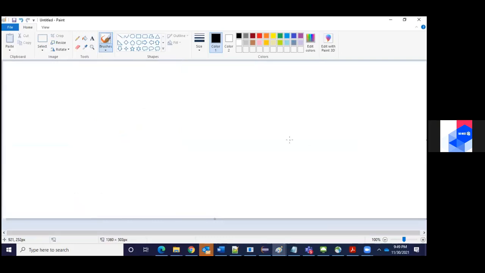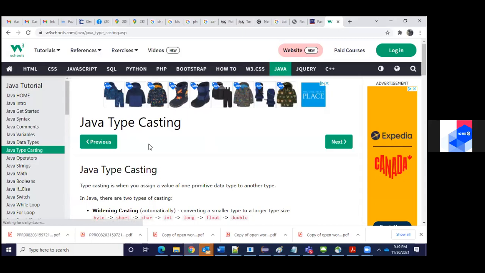Okay, we'll take one general example. First of all, we'll understand what we mean by casting. The English meaning of the word: what do you mean by casting? Anyone? It converts one form to another form. Okay, converts from one type to another type. That's good.